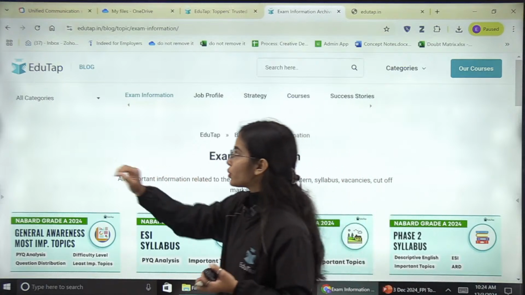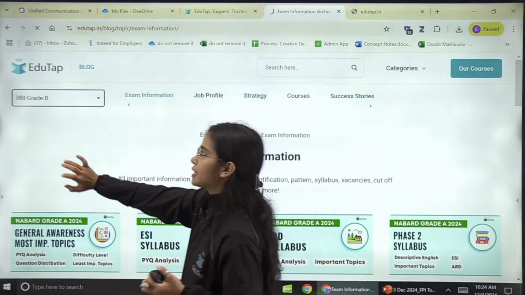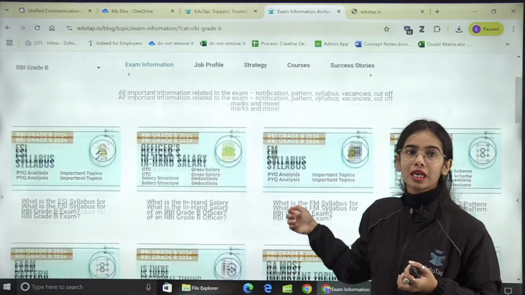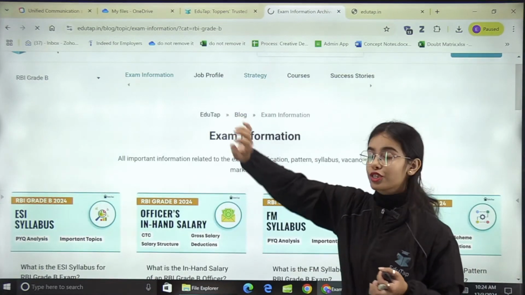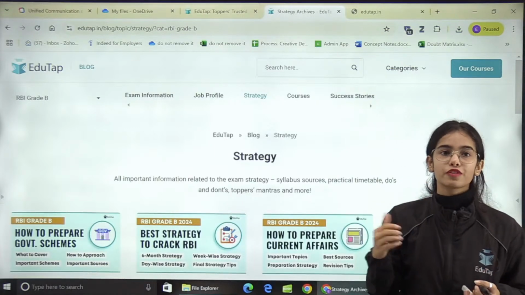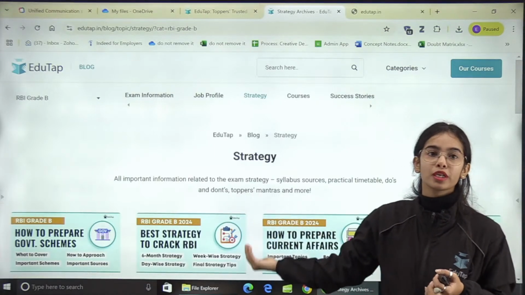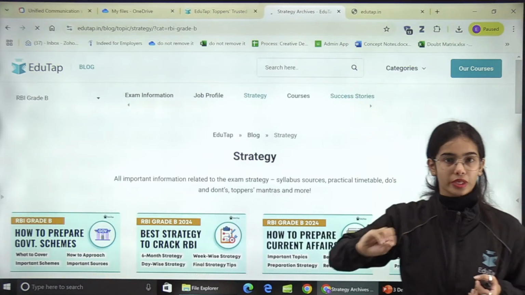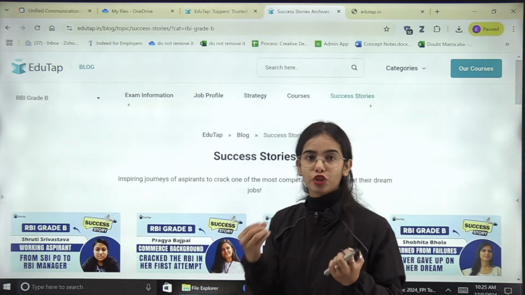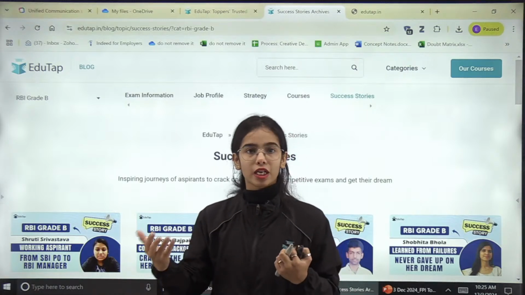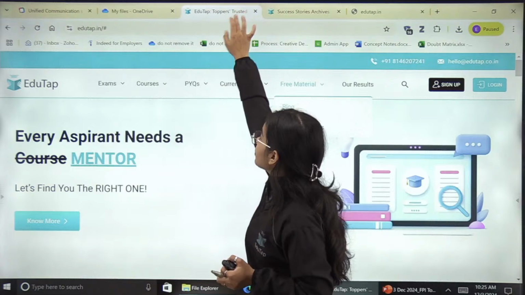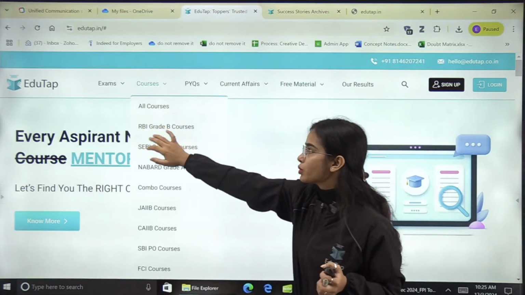If you go to exam information, all categories, let's say you want to know about the RBI Grade B, the exam information is provided here, and you can go to the strategy section to know how to prepare for the different components, as well as read the success stories. The blogs have been prepared so that you have an understanding of the exam. Then there is also the courses section.